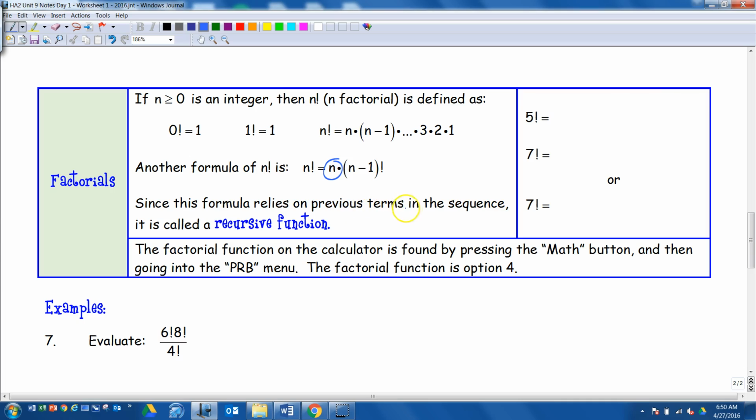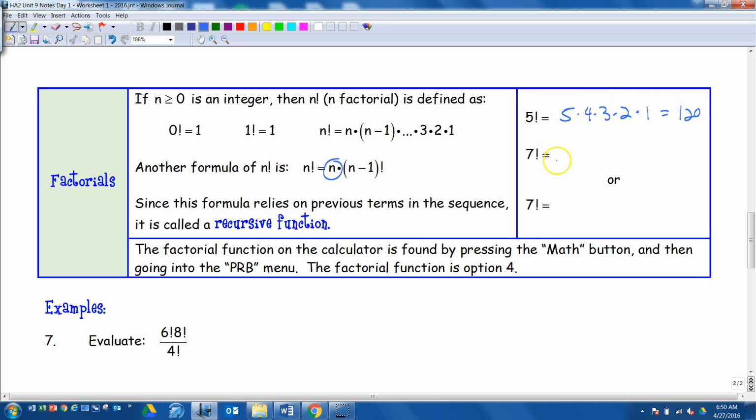Since this formula relies on previous terms, it's a recursive function, and we're going to deal with those in a second. So basically, here's what 5 factorial is. 5 factorial is 5 times 4 times 3 times 2 times 1, which when you multiply it all out, 20 times 6 is 120. Okay?